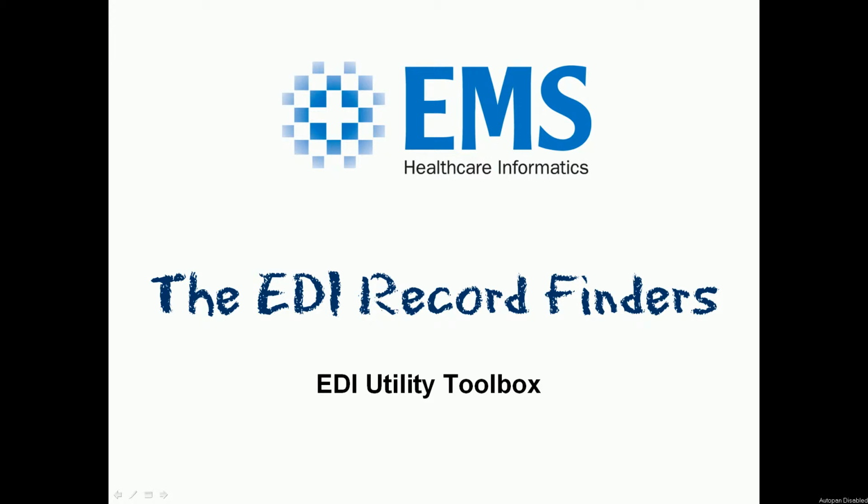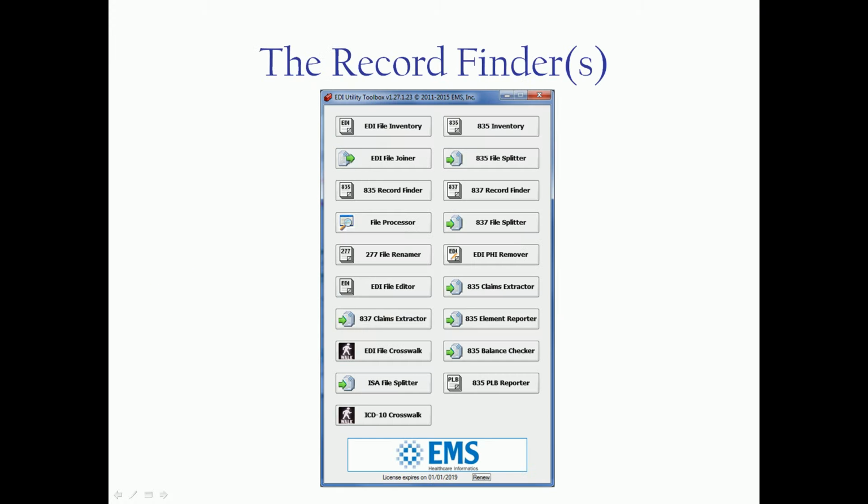In this video, we're going to talk about the EDI record finders in the EDI Utility Toolbox. There are two of them. They're very similar. We have an 835 record finder and an 837 record finder. Let's talk about the 835 first.